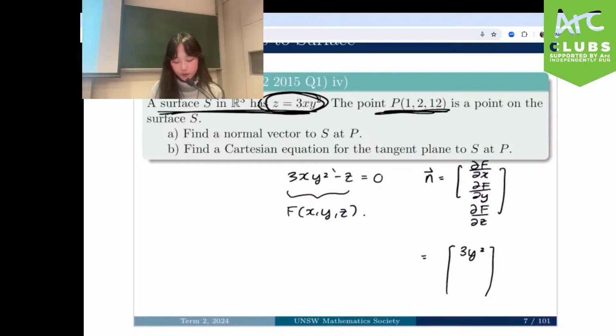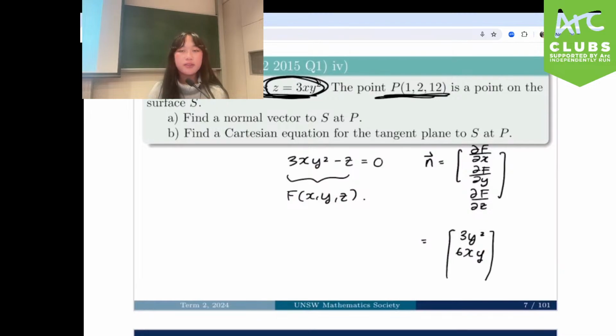Let's take the derivative of this with respect to y. What would that be? That would be 6xy. And the derivative of this with respect to y would be 0 because it's a constant when we're differentiating with respect to y. Okay? And the derivative with respect to z, I hope you can see, is just minus 1.